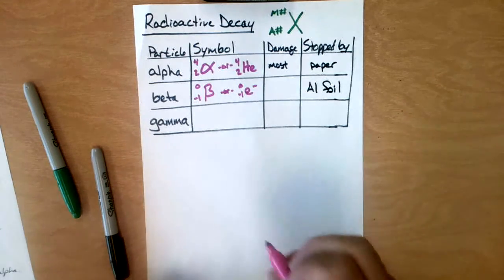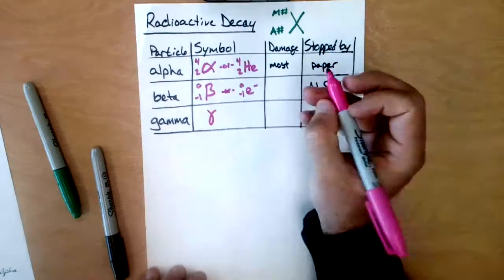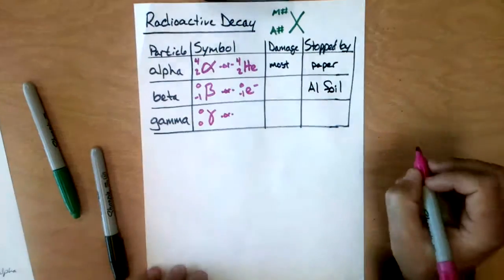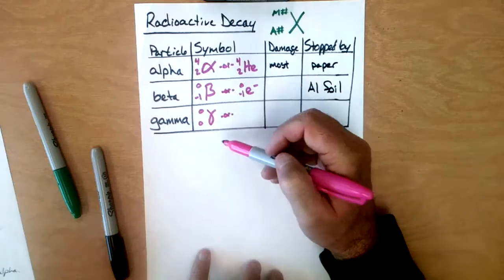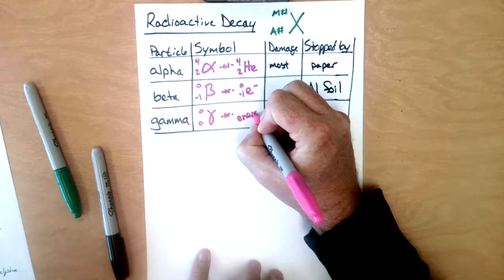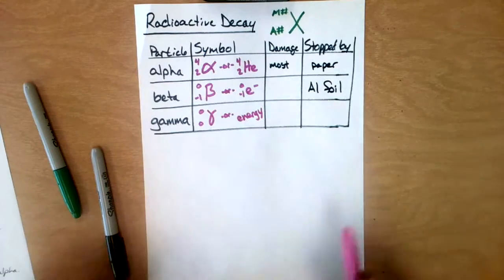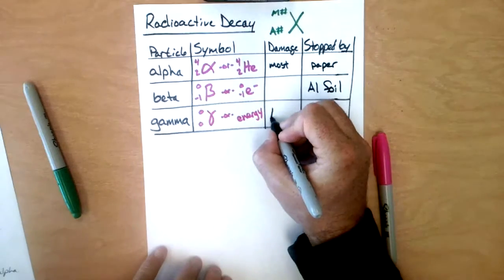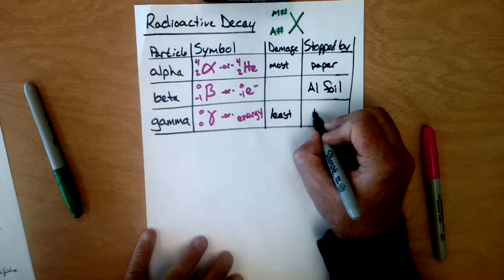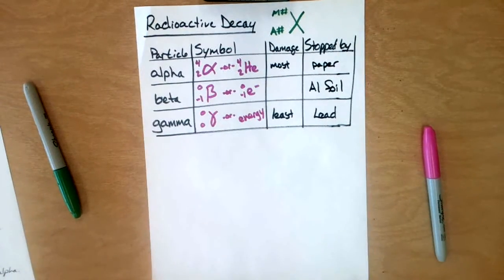Next is gamma radiation. Gamma is a 0-0. Well, what's a 0-0? No mass, not anything. We refer to this as energy. This does the least amount of damage and is the hardest to stop. You need something like a lead box.